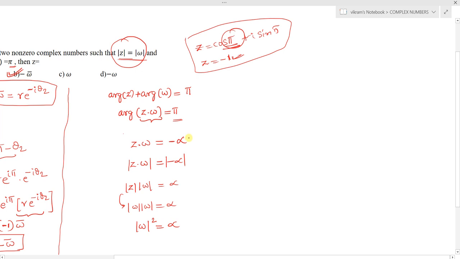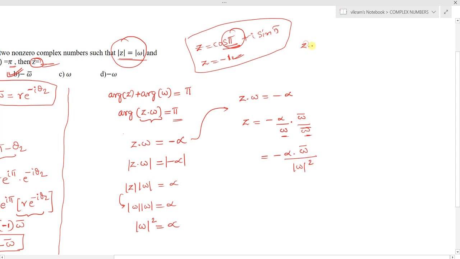Now we'll consider this condition: z into w equals minus alpha. From this we need to obtain z. He is asking for z in terms of w, so we can write z as minus alpha by w. If we rationalize with minus w conjugate by minus w conjugate, we get minus alpha into minus w conjugate by w into w conjugate, which is mod w whole square.